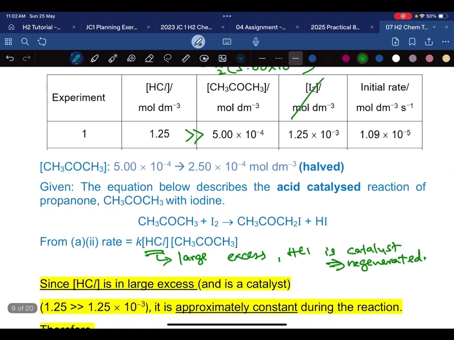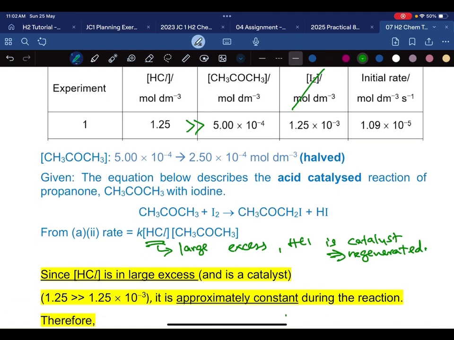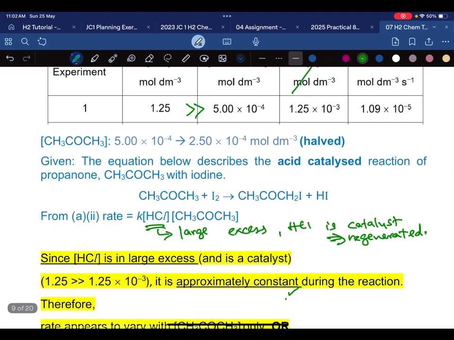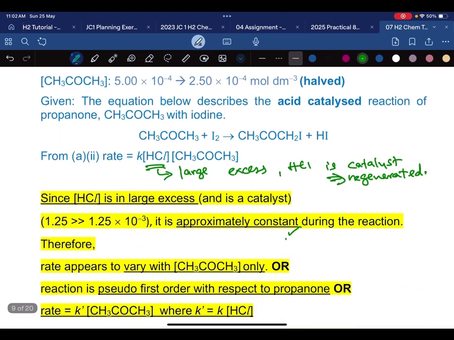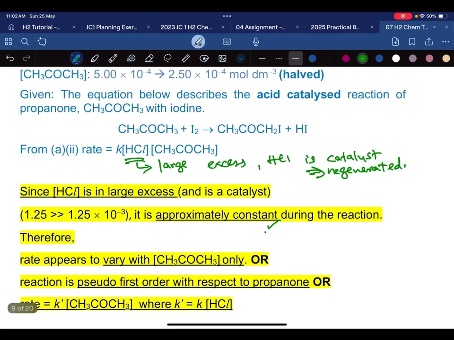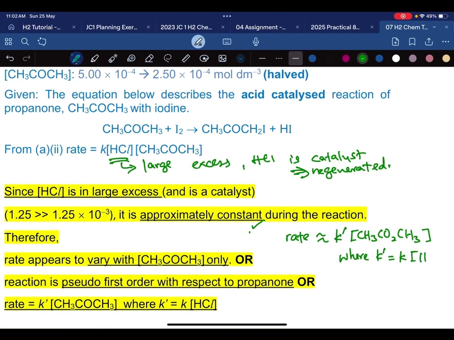So since it is in a large excess and it can be regenerated, it is going to be approximately constant during the reaction. Okay. So if this is the case, then we will know that our rate equation can be simplified into this form, where my K prime is my original rate constant multiplied by [HCl]. Okay, this is my new constant value.